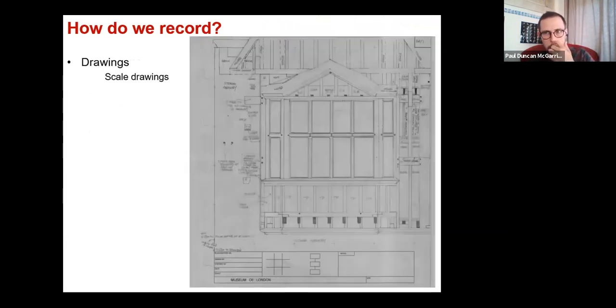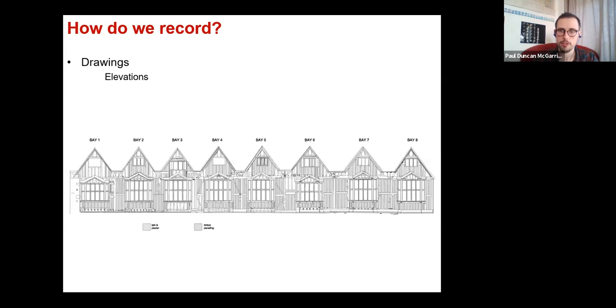The drawings that you could do, there's lots of different kinds. This one has been done with a line level and a tape measure, and literally centimeter by centimeter, measuring every single point on the face of the building. And then eventually you feed that into a computer and you create something like this, like a CAD.